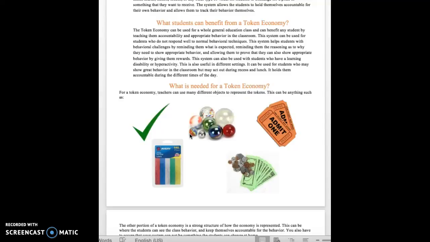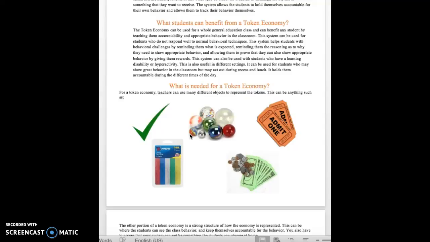This system helps students with behavior challenges as well and reminds them what is expected, reminding them the reason as to why they need to show that appropriate behavior. I feel like a lot of teachers don't explain why they need to show the behavior or why they need to do something or why they need to stay on task. And I think that is very important in this type of setting because it also allows them to prove that they can show the behavior by getting and giving them rewards for doing awesome throughout the day.